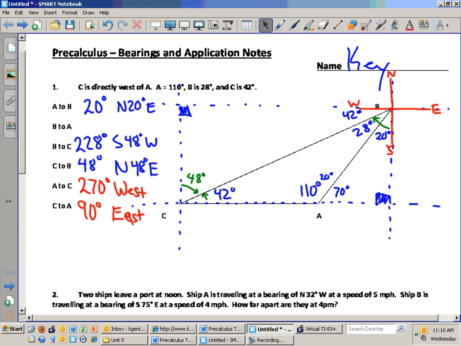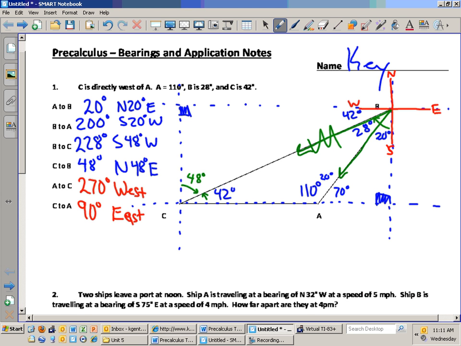And in order to get to this line right here, traveling from B to C, how many degrees do I turn past south? I'm sorry, we're going B to A. Going from B to A, how many degrees past south do we turn? 20. And 20 degrees past 180 is 200. So south, 20 degrees to the west.